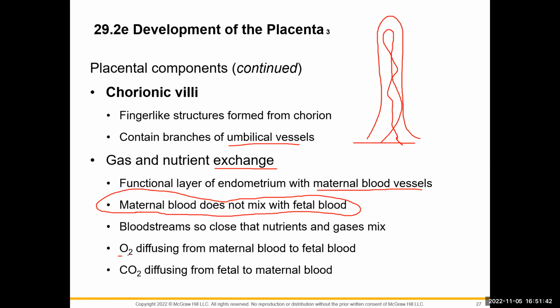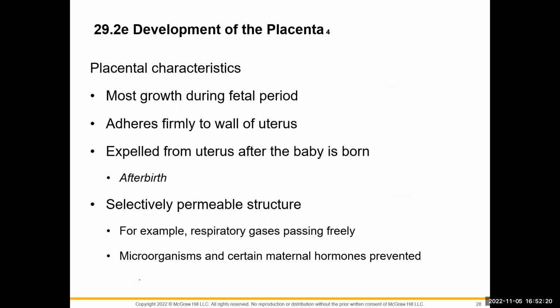So we'll get oxygen diffusing from the maternal blood to the fetal blood, and that's based on gradients. Maternal blood will have a higher oxygen content gradient than the fetal blood, so obviously oxygen will want to go from the maternal blood to the fetal blood. And vice versa when it comes to carbon dioxide. Same thing: you'll have a higher level of carbon dioxide in the fetal blood and a lower level in the maternal blood. So carbon dioxide will want to diffuse from the fetal blood into the maternal blood. I'll show you a picture of that in just a moment here.